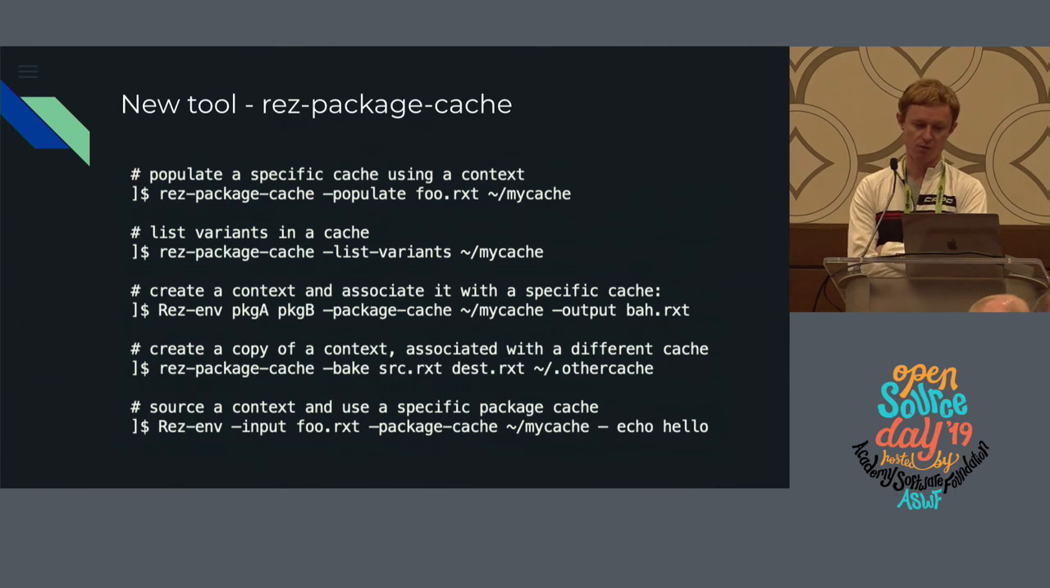To give you fine-grained control, there'll be a new tool that allows you to do this. And I've got some examples here. So you may have an existing context and you want to then populate a localized package cache with its variants. You'd be able to do that. You'd be able to just introspect the cache directly. You'd be able to create a context and explicitly associate that context with a given cache. You might want to modify an existing context, sorry, and associate it with a different cache. Or you might want to source an existing context and override whatever cache it had already specified, if any. So those are just some examples.